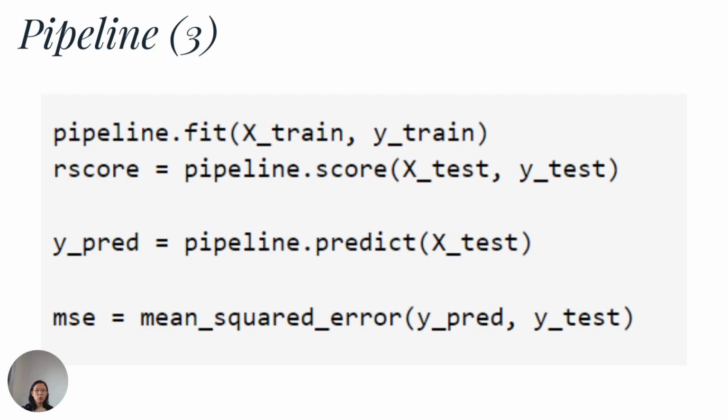Next, as usual, we can use fit to train the model using X_train and y_train. Then our score value can be computed by passing the testing data into the score method. Then predict can be used to predict the values of y by passing the X_test testing feature variables. Last, we can use mean squared error to compute the distance between the predicted values and testing values. Then we get the MSE.